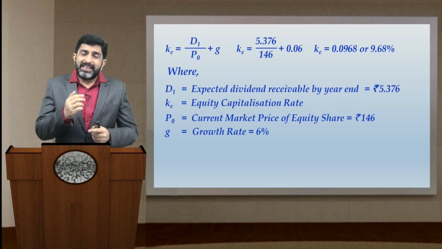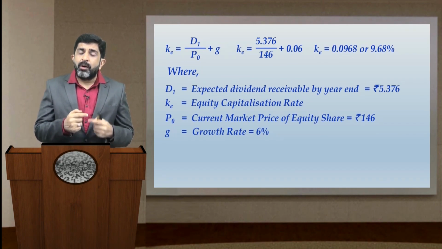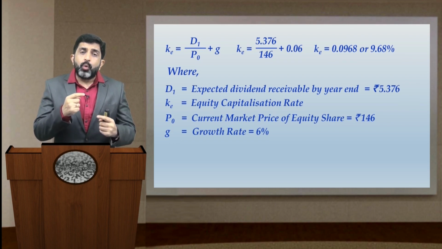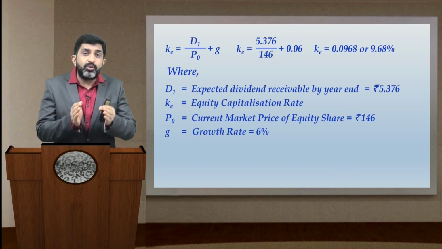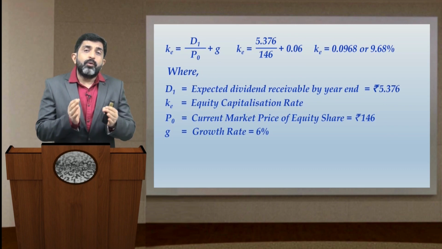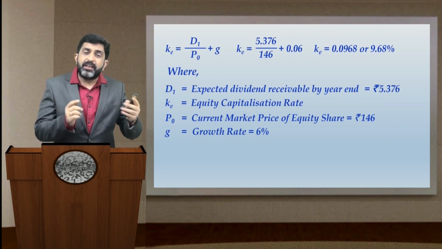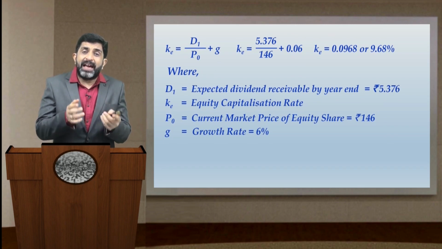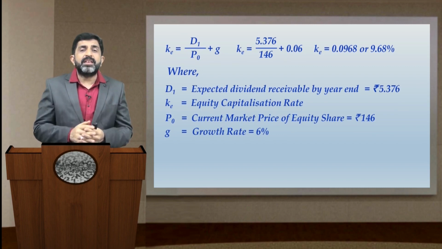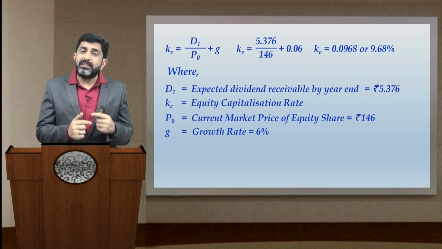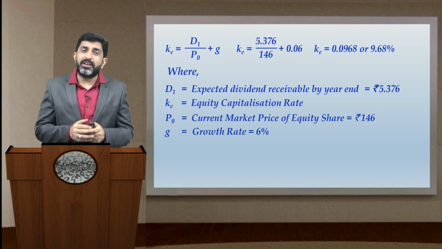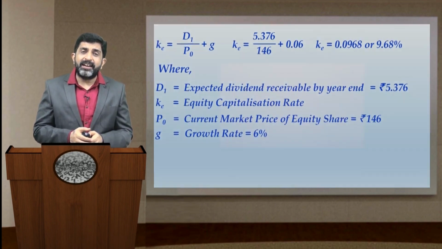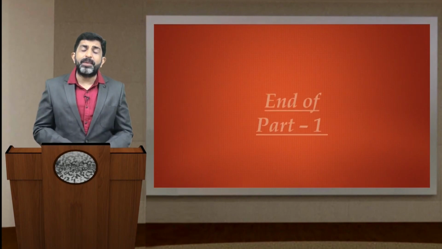In the next class, we are going to cover Gordon's model with the scenario of variability in the growth rate. That means where the growth rate does not remain constant, when there is a variation in the growth rate, how would you then apply Gordon's model? That is something required to be learned in the next class. But for this class, let us put an end to this and declare this as the end of part 1.